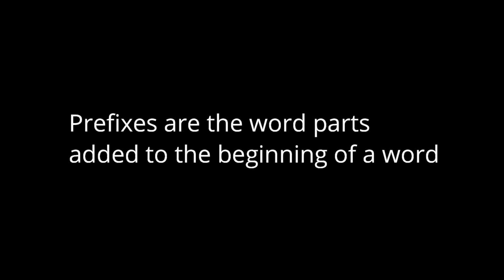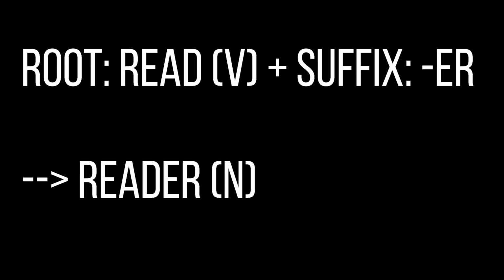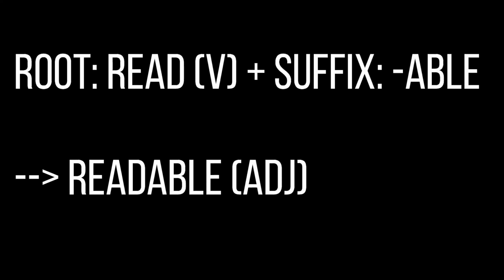Roots are the part of the word that make up the basic meaning. Prefixes are the word part added to the beginning of a word, and suffixes are letters or a group of letters attached to the end of a word to form a new word or to change the grammatical function of the word. For example, the verb read is made into the noun reader by adding the suffix er. Similarly, read is made into the adjective readable by adding the suffix able.